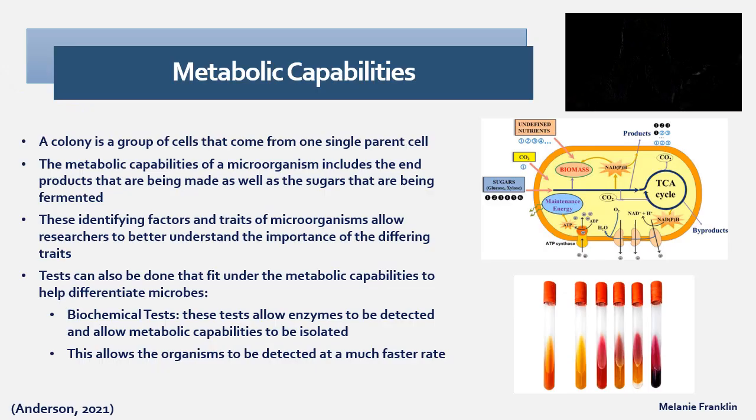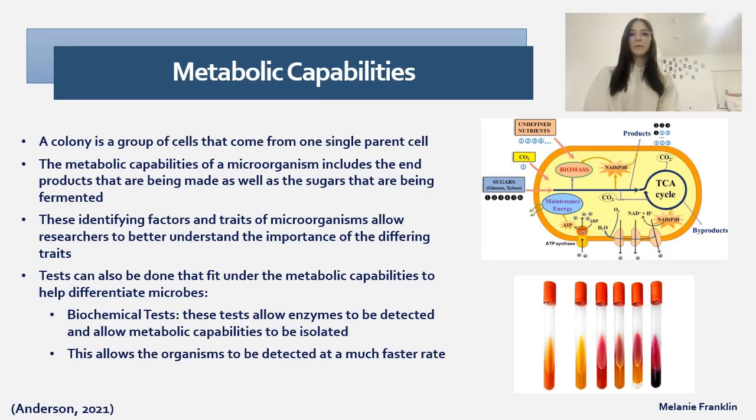Thanks, guys. This slide explains the metabolic capabilities of a microorganism. So a colony is a group of cells that come from one single parent cell. The metabolic capabilities of a microorganism includes the end products that are being made as well as the sugars that are being fermented. These identifying factors and traits of microorganisms allow researchers to better understand the importance of the differing traits. Tests can also be done that fit under the metabolic capabilities to help differentiate microbes.